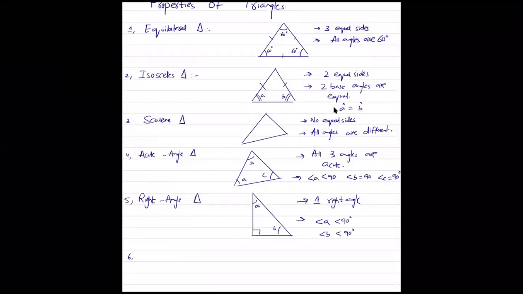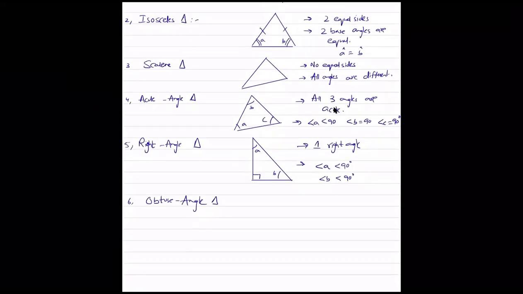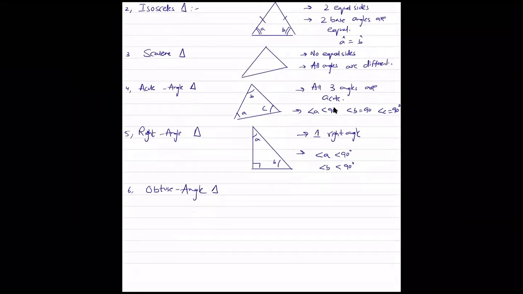Then you can see an obtuse angle triangle. In an obtuse angle triangle, one of the angles is obtuse. So this angle is obtuse, and if angle A is greater than 90 degrees, then angle C and angle B are going to be less than 90 degrees. So you have one obtuse angle. Okay till here.